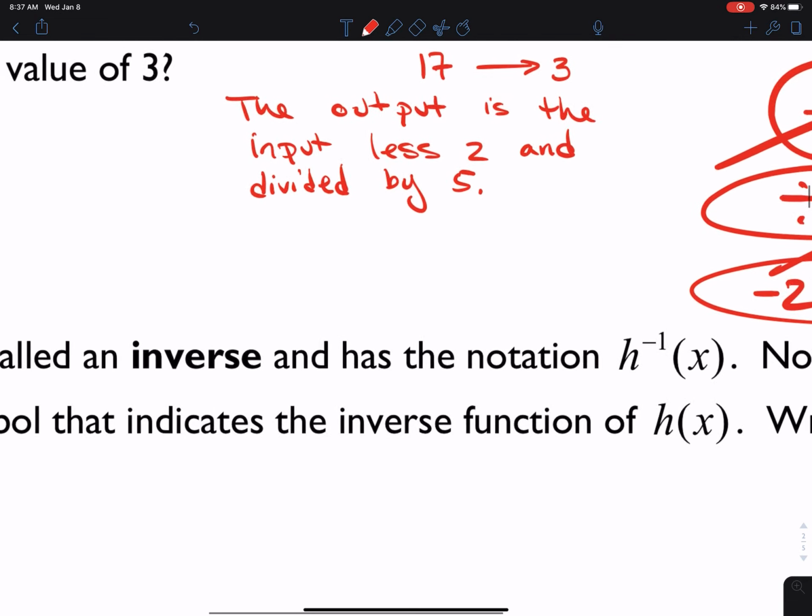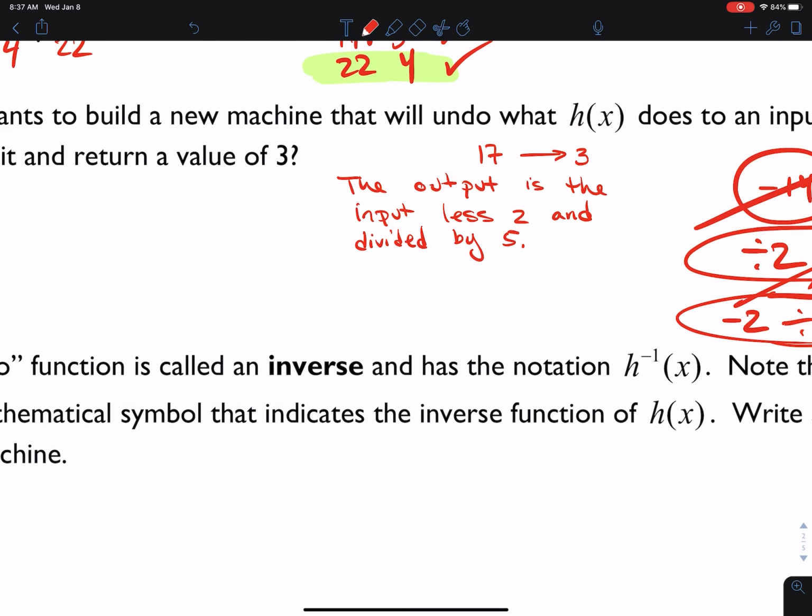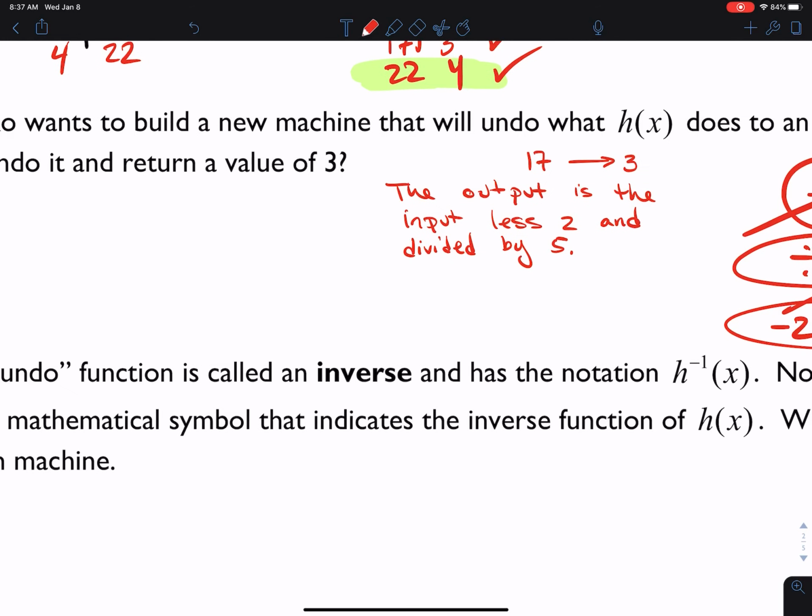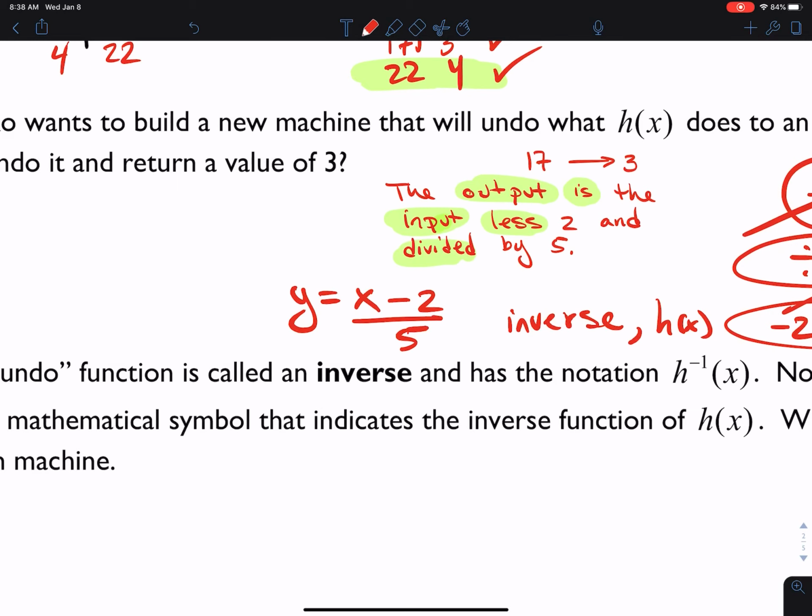But for now, let's go ahead and turn this description into an equation. Recall that we said the output means y, the word is means equal, input is x, less 2 means subtract, and divide by 5 is self-explanatory. So I'm going to say y is the input less 2 divided by 5. So there we go. This is the inverse for h of x. Okay, so there we go.